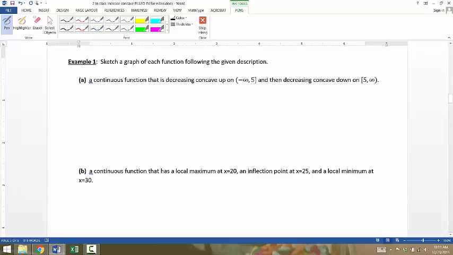This is day 2, pages 3, 4, 5. We're going to do skill and drill of sketching functions from a given description. We're going to sketch a graph first where it says we have a continuous function. Continuous function means we're going to draw a graph with no holes, jumps, or breaks. You should be able to draw the graph without picking up your pencil.